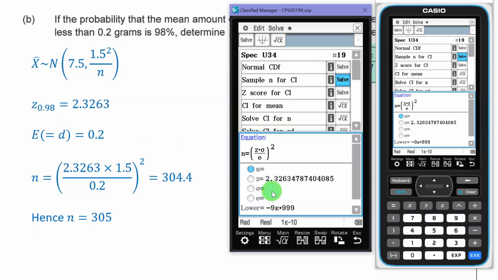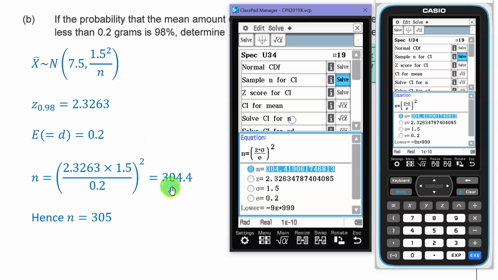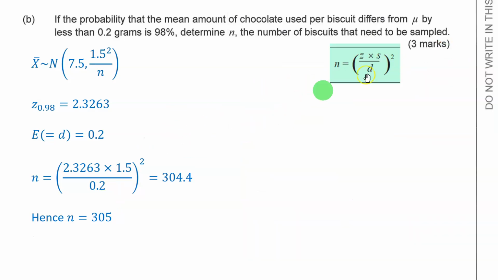Now the standard deviation is 1.5, that's the population standard deviation. We want the margin of error to be 0.2. You can see the formula here is the one right off the sheet. Tap solve: 304.4. I'd normally write that down and then round it up, because we want it to be 98%. Anyway, so that's the next three.